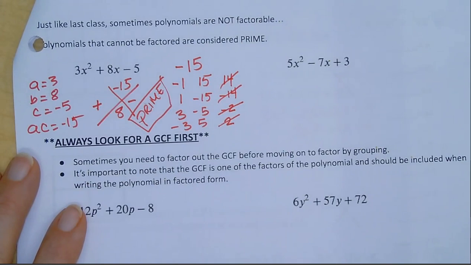Okay, we don't even have to try to do a box. We know that we can't pull out a greatest common factor. We know that we can't find those magic numbers in the center.